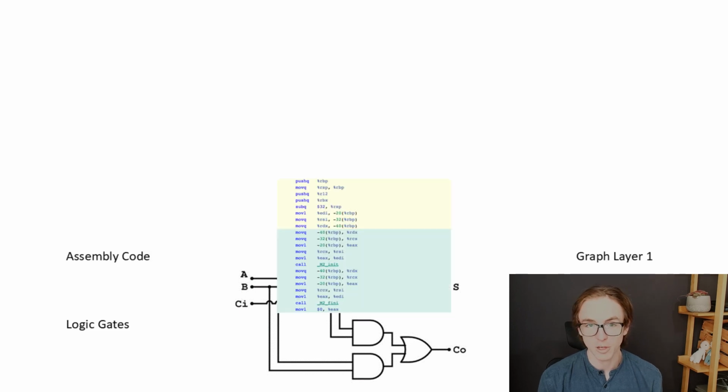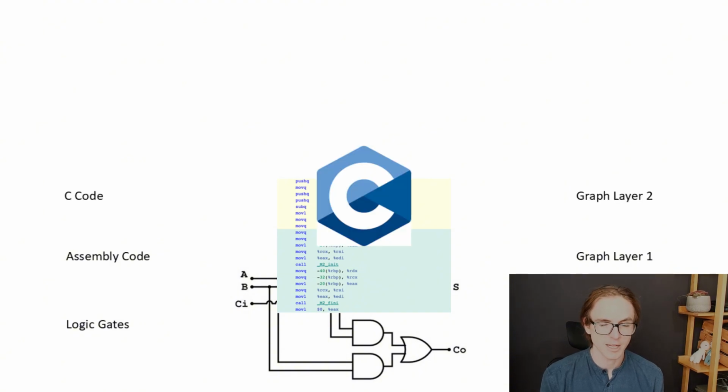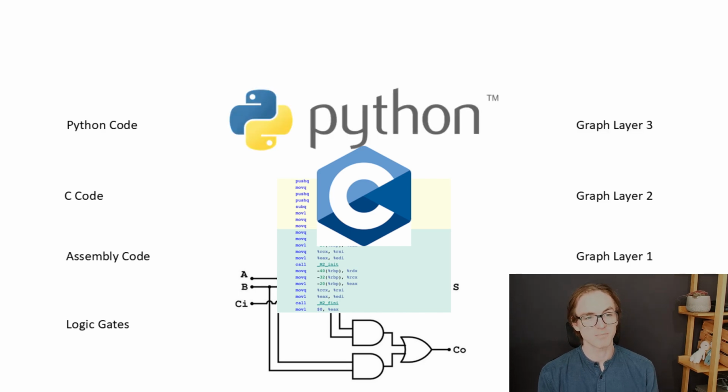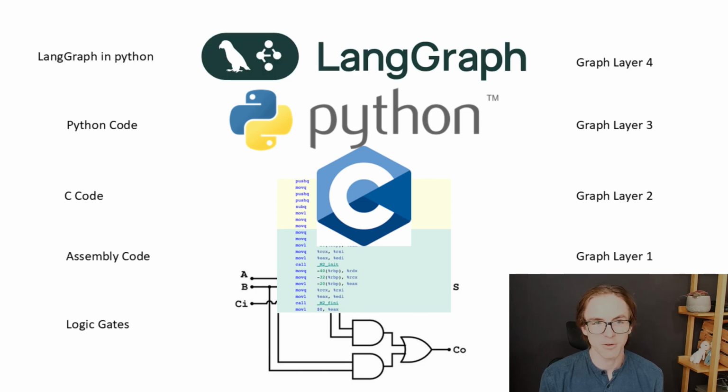On top of that, we've got low-level programming languages like assembly code, which are graphs. On top of them, we use high-level programming languages like C, which are graphs. On top of that, we use Python, which is a more abstract programming language, but still a graph. And now we're using LangGraph, which is, as the name suggests, a graph.